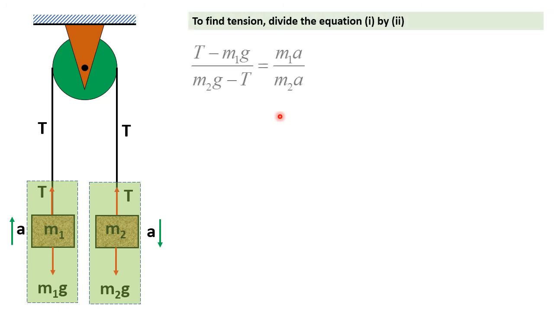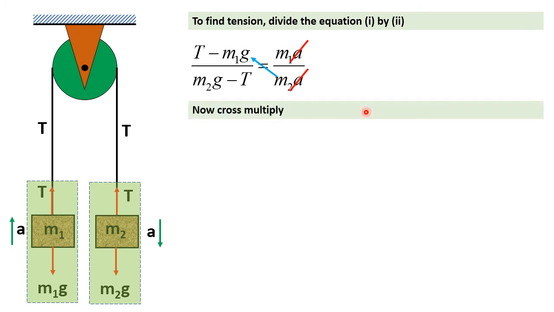Now, the next thing is to find out the tension T. For finding tension T, what we'll do, we will divide both the equations. First equation and second equation we divide. So dividing cancels the acceleration from both sides. And after that, we will cross multiply both the equations. So after cross multiplying, we'll get this equation.